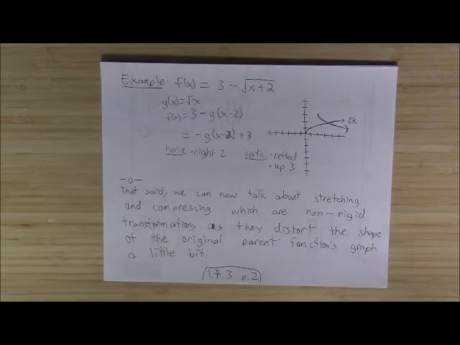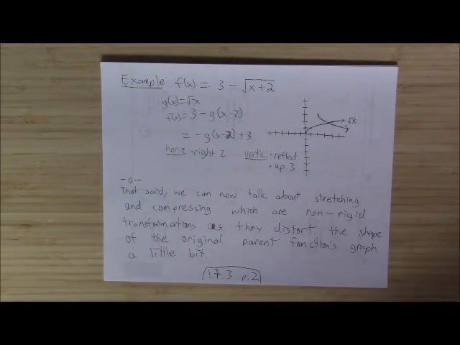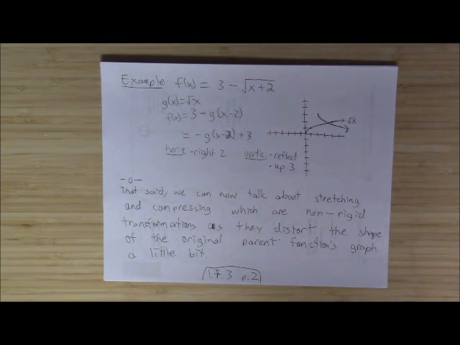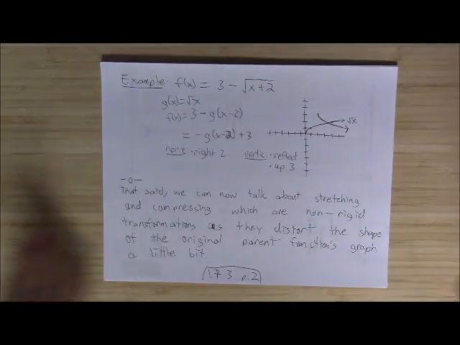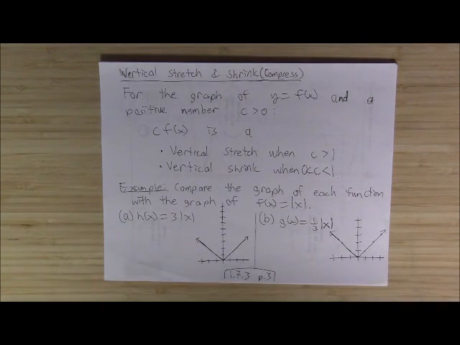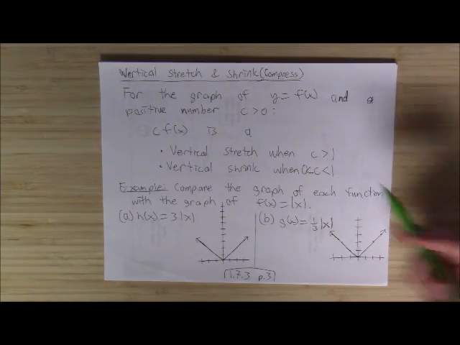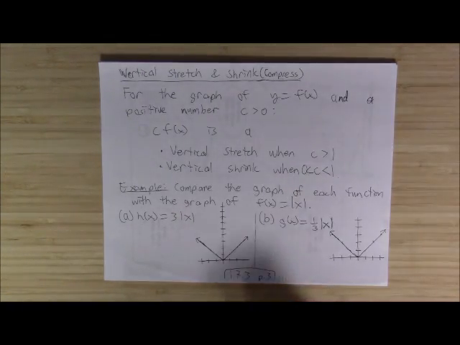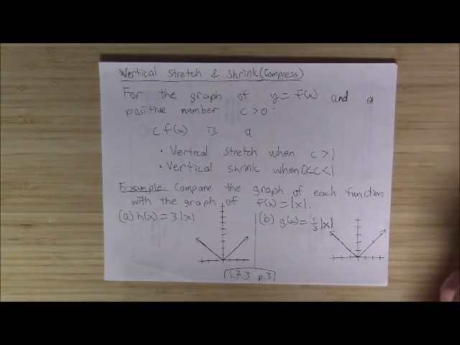Now that we've worked an example of that, let's go ahead and talk about stretching and compressing, which are non-rigid transformations, as they're going to distort the shape of the original parent function's graph a little bit. Namely, we're going to stretch it or possibly compress it, which the book calls shrinking. So, let's talk about the vertical stretching and compressing. For the graph of y equals f of x and a positive number c greater than 0, we have that c times f of x is a vertical stretch when c is greater than 1, and it's going to be a vertical shrink when c is between 0 and 1.